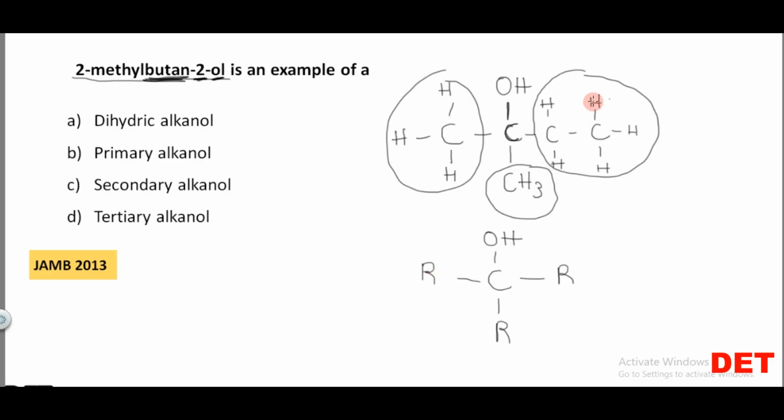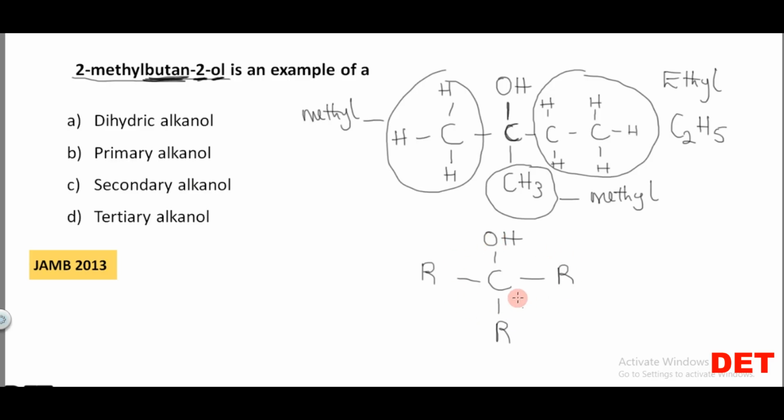This group is an ethyl group, C2H5. It is an alkyl group. Ethyl is an example of an alkyl group. This is methyl, CH3. Methyl is an example of an alkyl group. And this is methyl. It is also an example of an alkyl group.